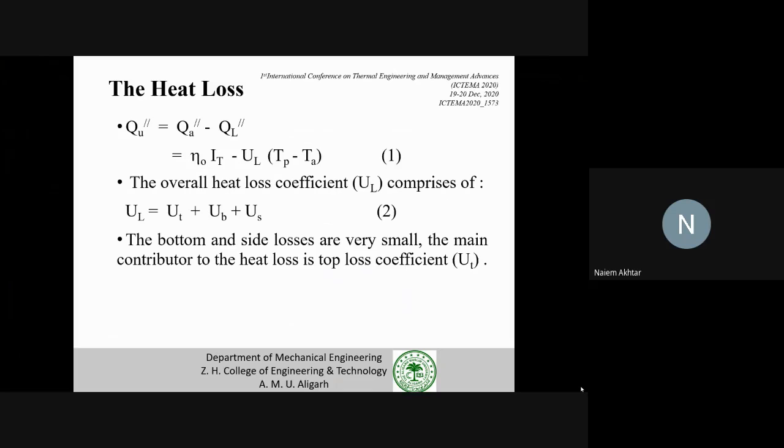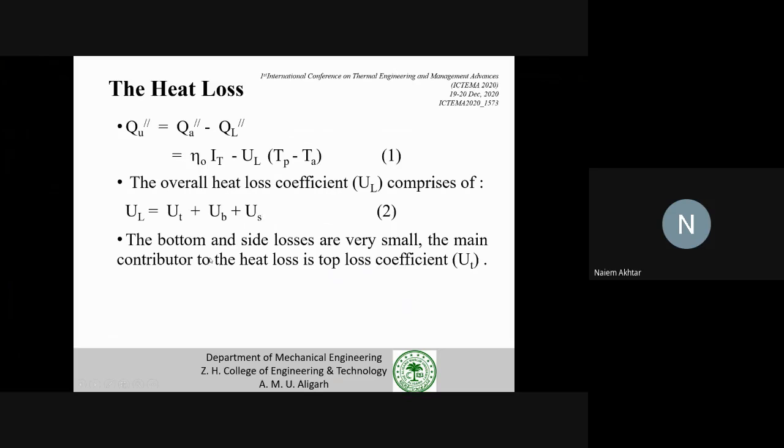So the calculation of heat loss: this is the useful energy which is available after meeting the heat losses. It is the energy absorbed minus the heat loss. Energy absorbed is the optical efficiency multiplied by the intensity of solar radiation available, minus UL (TP minus TA), the basic formula, where UL is the overall heat loss coefficient, which comprises the top heat loss, bottom heat loss, and side heat loss coefficients.